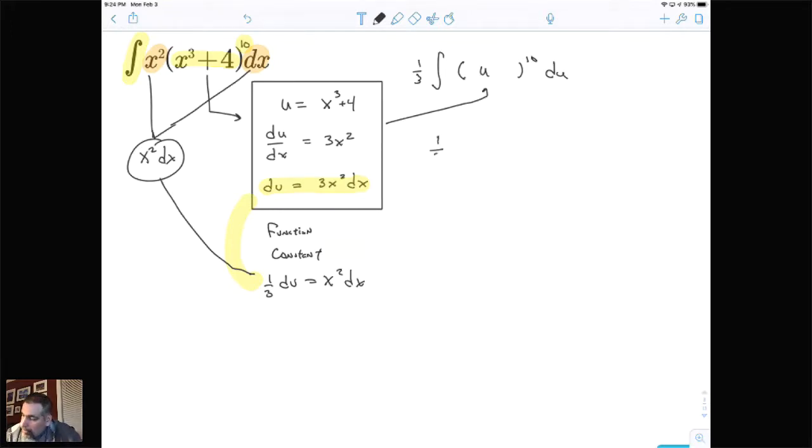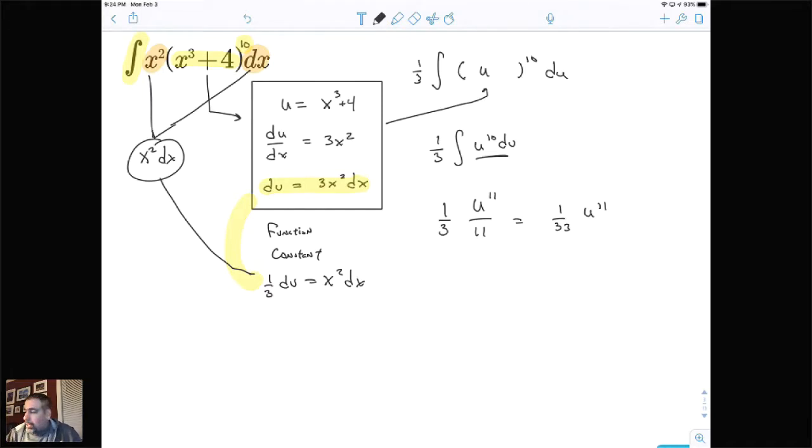So if I clean this up, what we're really left with is the integral of u to the 10th du with that constant 1/3 out in the front. Since we've got a constant 1/3 out in the front, that doesn't really affect the problem at all. So we can integrate the u to the 10th du using our rule of u to the n plus 1 over n plus 1, which gives us u to the 11th over 11. And now the 1/3 comes along, which means what we've really got for an answer now is 1 over 33 u to the 11th.